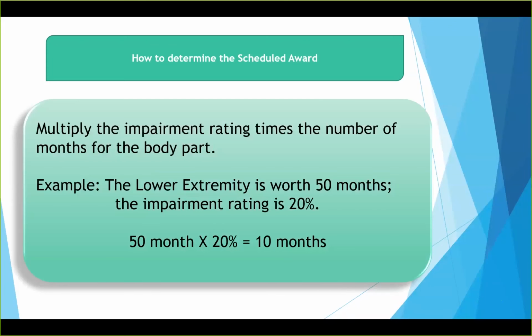Now, how you determine the scheduled award is you're going to multiply the impairment rating times the number of months for the body part injured that is represented in the law book. In this example, the lower extremity is worth 50 months and the impairment rating is 20%. So you multiply 50 months times the 20% and you get 10 months of entitlement.